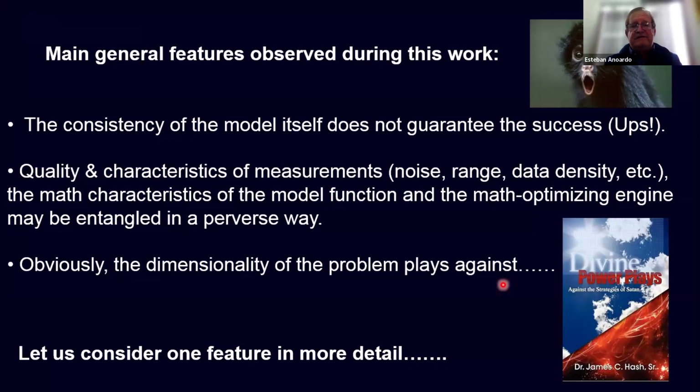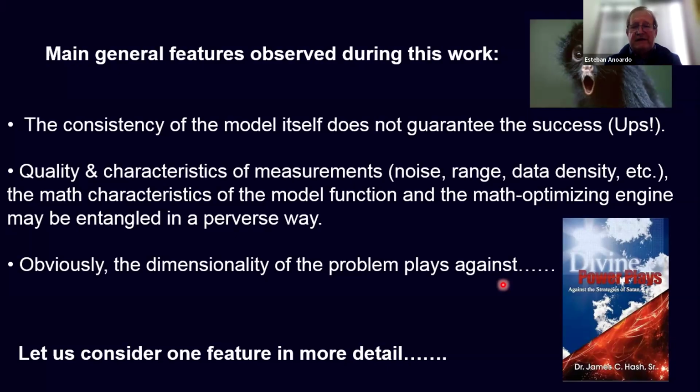The second point is the quality of the experimental data, I mean, things that have to do with noise, the frequency range we measure, the data density, how many points per unit frequency, etc. The third is the mathematical characteristics of the model function, which can change quite a lot from one model to another, in a different sample. So this is tricky. The mathematical characteristic of the sample is an important feature. And the fourth point is the mathematical optimizing engine we use. These three things are entangled in a perverse way. The word perverse is correctly applied here, believe me.